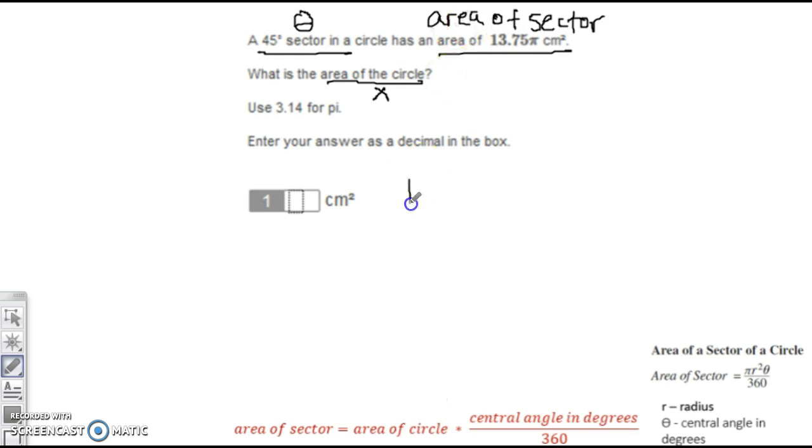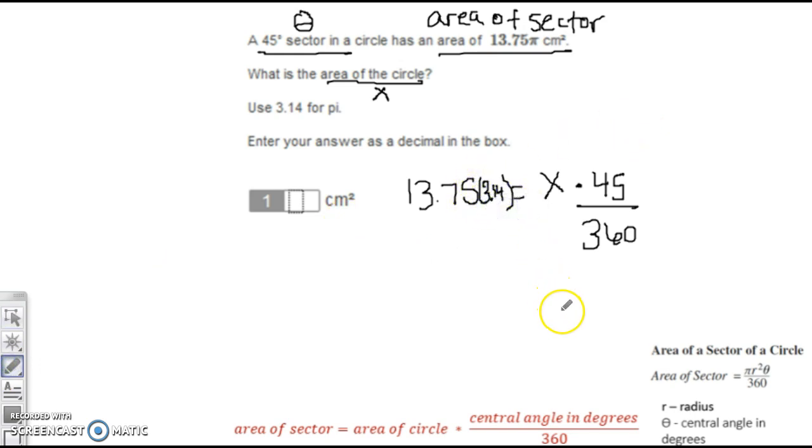The area of the sector is 13.75 pi. The area of the circle we don't know yet. The central angle is 45, and that is all divided by 360. All right. So it does say use 3.14 for pi. So, oops, shouldn't have put that pi symbol there. Let me substitute in 3.14. Squish it in there.